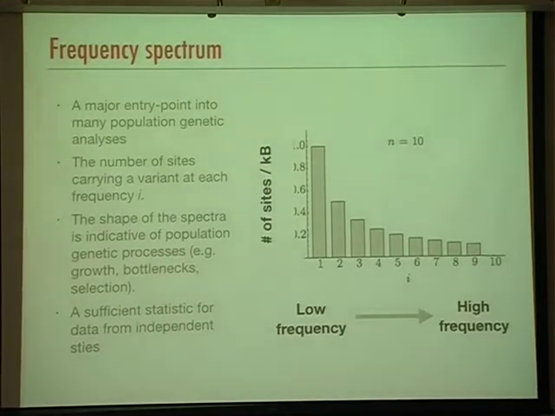And the shape of this tells us a lot about population genetic processes, either demographic processes acting across the whole genome, or effects of selection. And in many ways, you can think of it as a sufficient statistic for many other kinds of computations. So from the site frequency spectrum, you can compute Tajima's D, you can compute Fay and Wu's H, you can compute nucleotide diversity. So if we can get this correct, then we can get other downstream analyses correct.